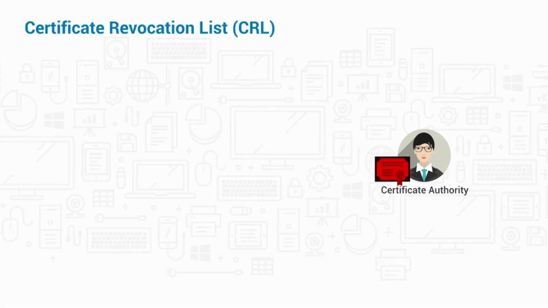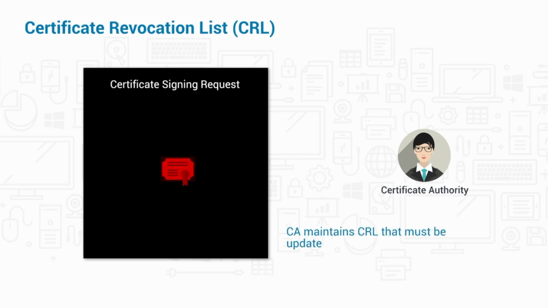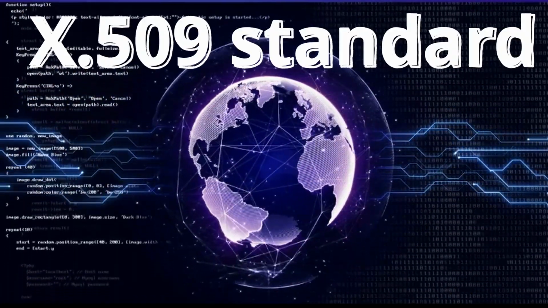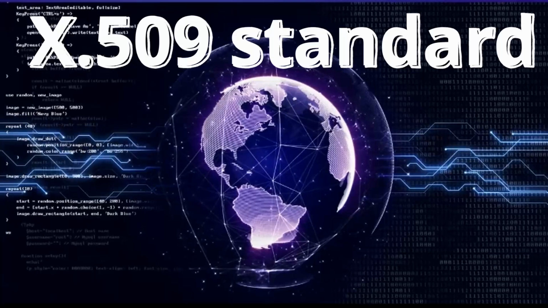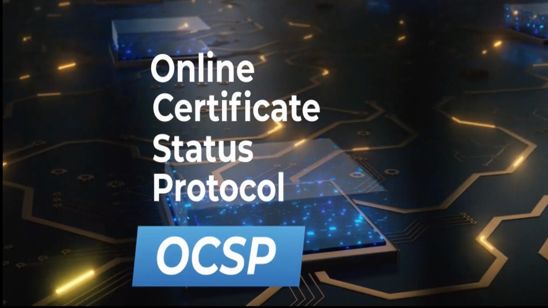When a CA does revoke a certificate, it's added to a certificate revocation list, or CRL. This is a type of certificate blacklist. CAs maintain the CRL as part of their databases, and these should be updated quite often. The X.509 standard also defines an internet protocol that can be used to determine a certificate's current state. This is called the Online Certificate Status Protocol, or OCSP.